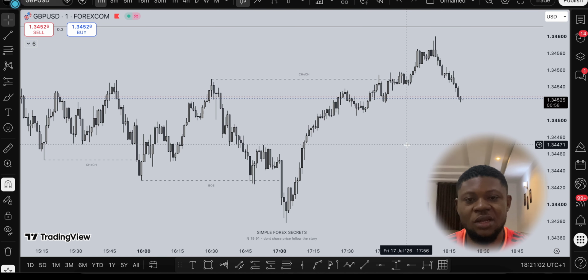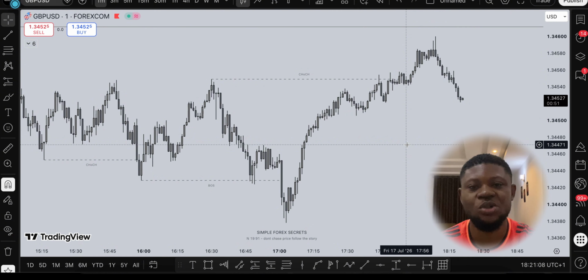Step 1, get your mindset right before you touch any chart. So this is how it goes. Before you download any app, before you open any account, or before you watch another chart video, you need to understand one thing about Forex that most people skip. Forex is a trading skill and not a shortcut.